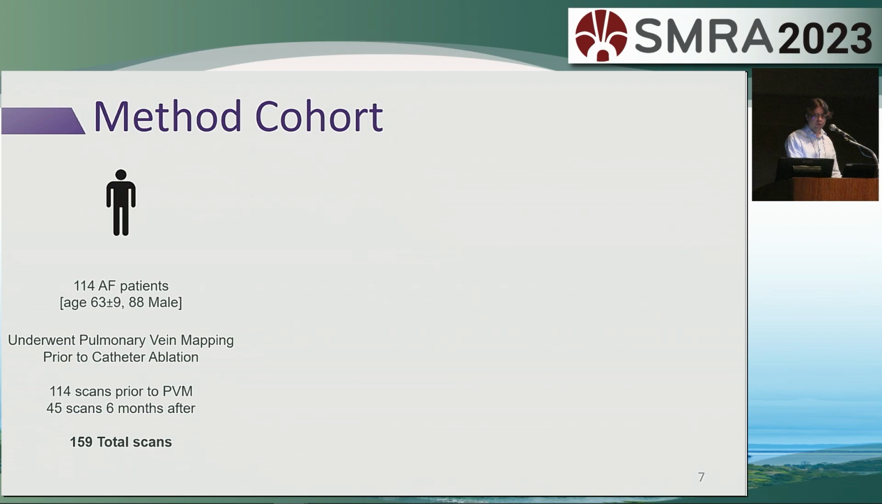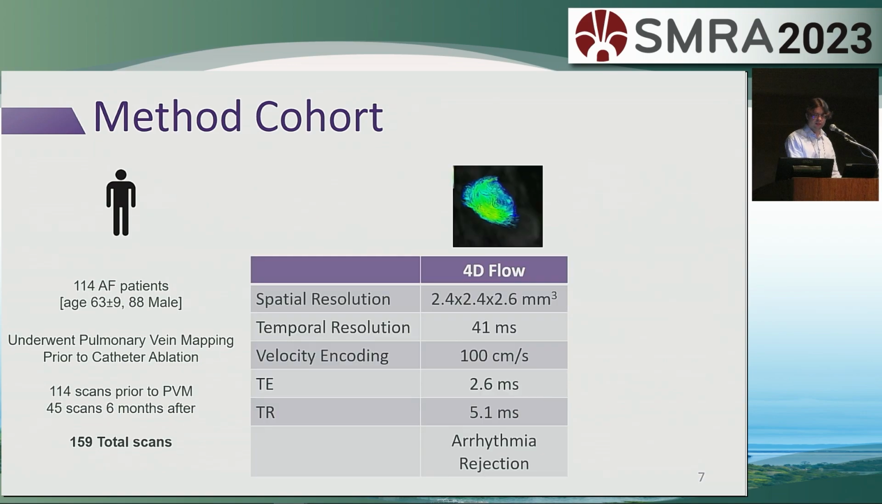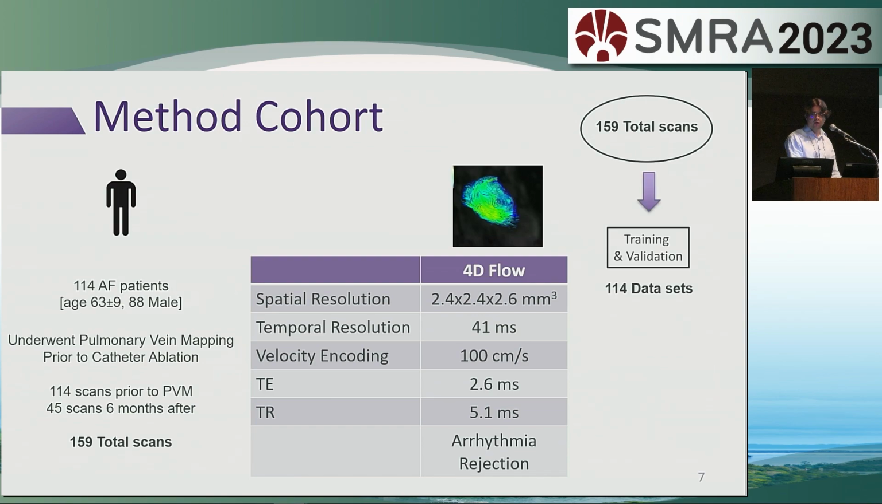So for the cohort, we had 114 AF patients undergoing pulmonary vein mapping, where 45 of them were also scanned 6 months later so far, giving us a total of 159 scans. Here are our 4D-Flow parameters, mostly noting that we have arrhythmia reduction. So we take these 159 total scans and subgroup this into 114 data sets for training and validation, and then 12 of these for testing data sets. Then at this point, we started using the network as the initial starting point and using an observer to edit these afterwards for 37 data sets.